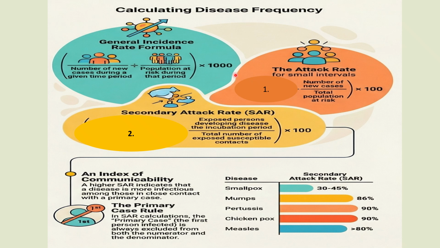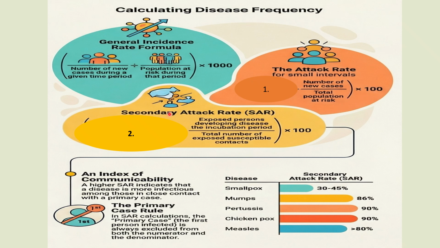There are two special types of incidence measures. First is attack rate for small intervals. This is simpler. New cases upon total population into 100. We use this for short and sharp outbreaks.